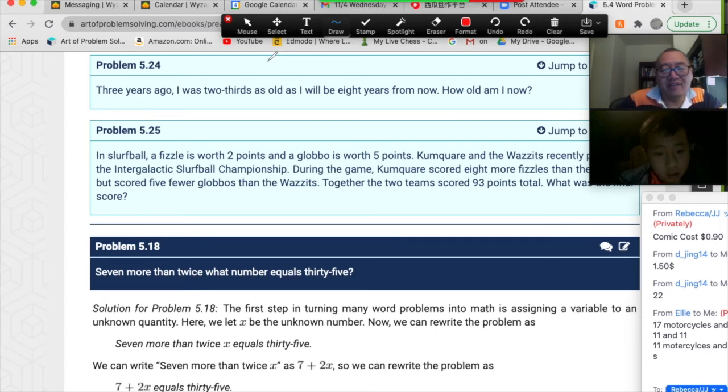There are 2 ways. One way, since they ask you how old am I, you can just set my age now as x. Then use that x to represent your current age, then use that to set up the equation. Another way, you can set your age 3 years ago. So now let's do it this way.